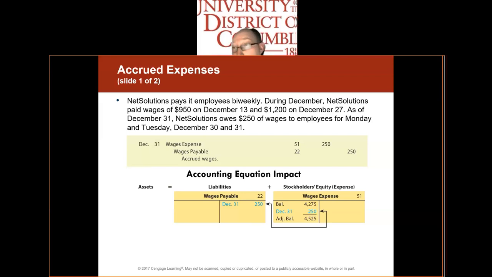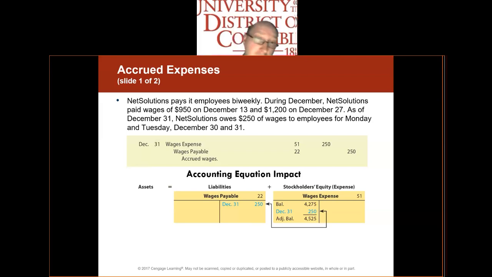Now let's talk about expenses. Our company pays our employees biweekly, like most companies. During the month of December, our company paid $950 in wages on December 13th and $1,200 in wages on December 27th. Remember, biweekly. At the end of the month, December 31, our company owes an additional $250 in wages to employees for Monday and Tuesday, which is December 30 and 31. Because remember, I need to record the expenses in the month in which they occur.